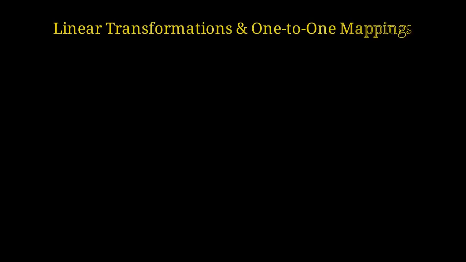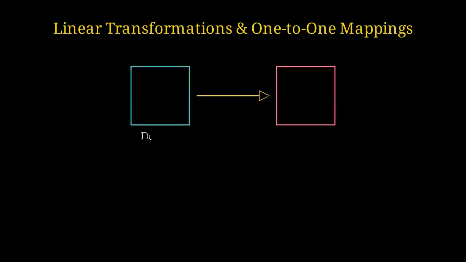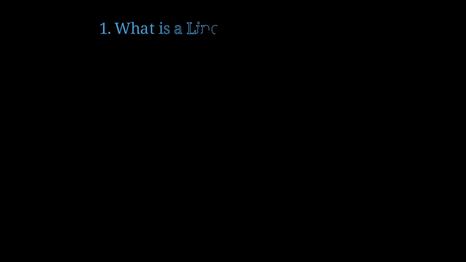Let's explore linear transformations and one-to-one mappings in linear algebra. A linear transformation is a function that maps vectors from one space to another while preserving structure. Let's start by understanding what makes a transformation linear.